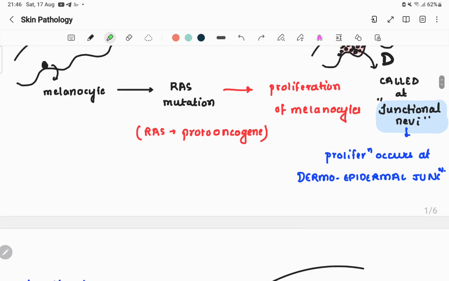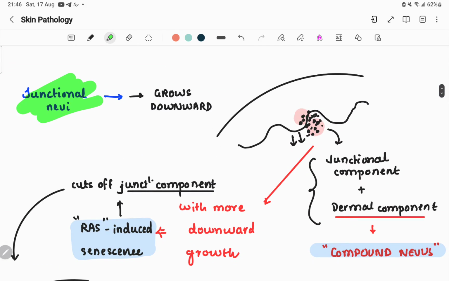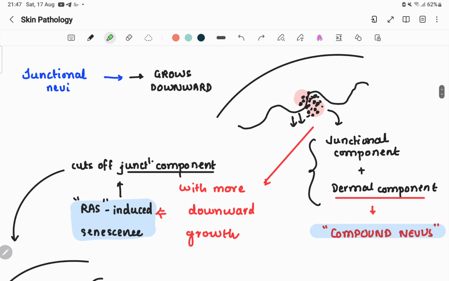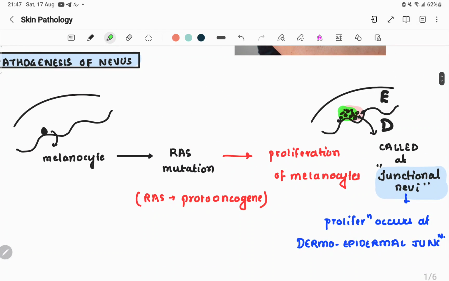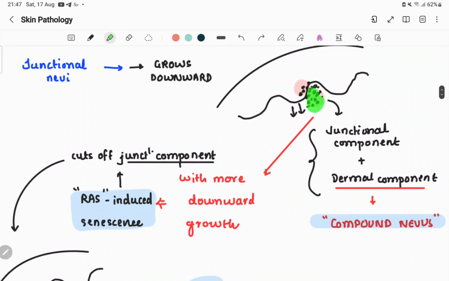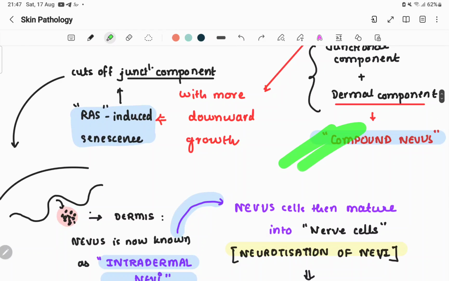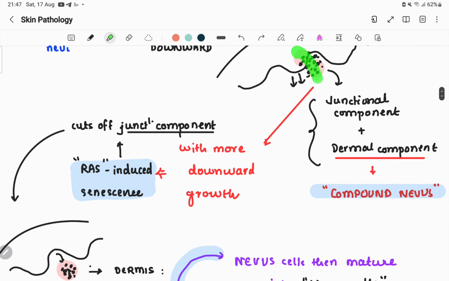Understood? After this, the junctional nevus will grow downward. Some epidermal component of this junctional nevus is present and some dermal components are also present. The epidermal part was already present, but it starts growing downwards. So it is now half: some epidermal portion and some dermal portion are present. So junctional component plus some dermal component is called a compound nevus.